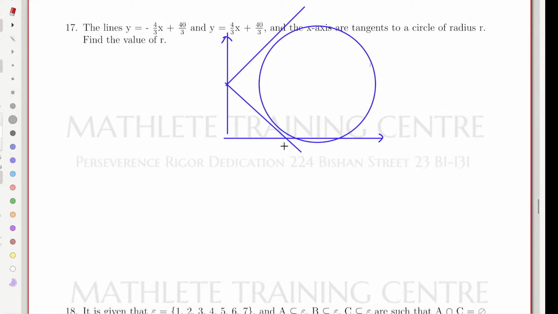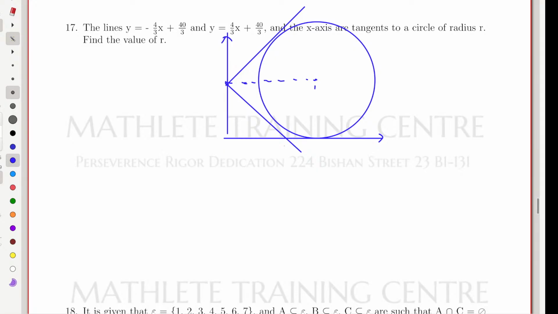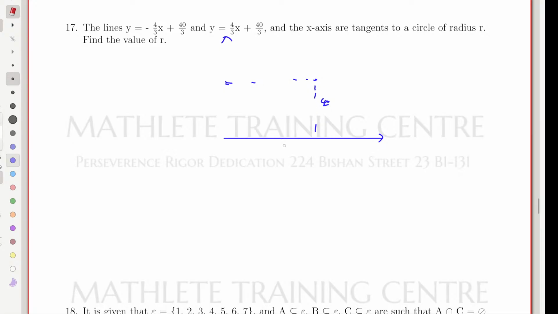I was thinking the circle should look like this actually, and then the answer should be non-integer because this will be 40 over 3 and this will be the radius. So I was very confused why the answer was not an integer. But now, after I move out of my view from the first quadrant, I understand what the question means. What the question actually means is these lines are in the entire xy plane. So let me draw it out for you.